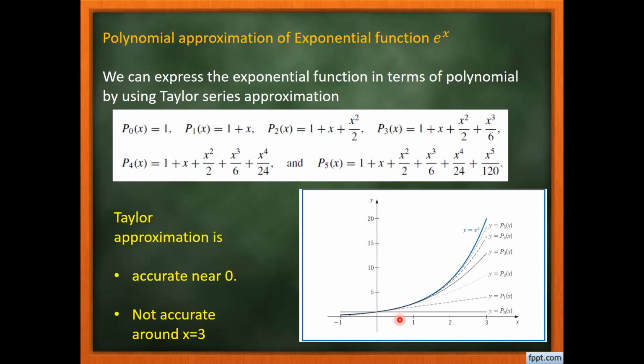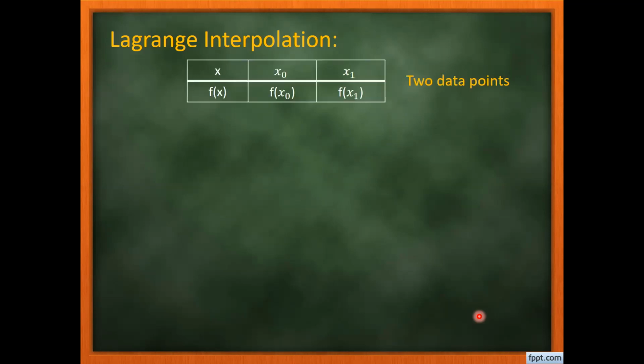So we now need to discuss something else to improve our polynomial approximation, so that it can match at 0, it can match at 1, it can match at 2, and it can match at 3. The next technique that we are going to discuss will help us improve the polynomial form of a function, and it is known as Lagrange interpolation.